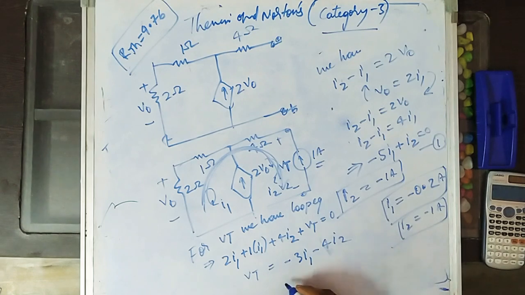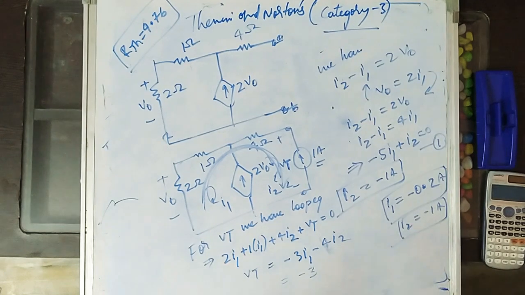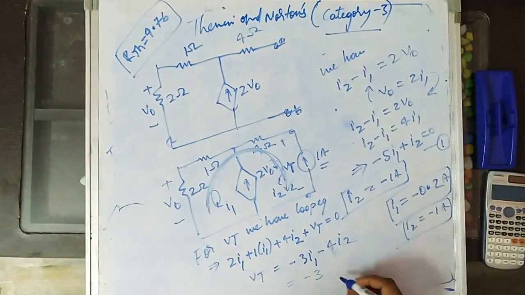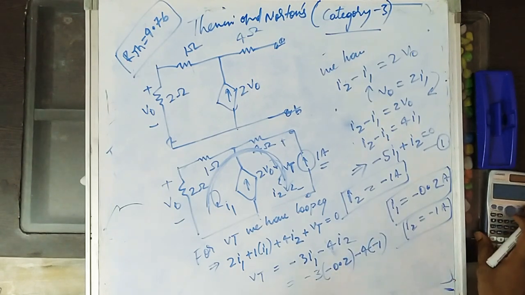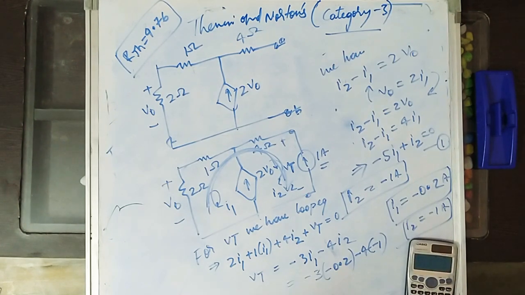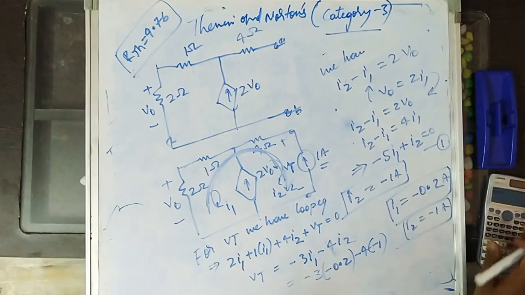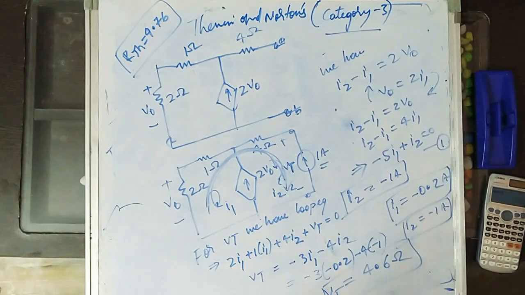Substitute I1 and I2 here. Minus 3 into minus 0.2, minus 4 into minus 1. So you get minus 0 plus 4, so you're getting almost a value of 4.6. So VT equals 4.6.